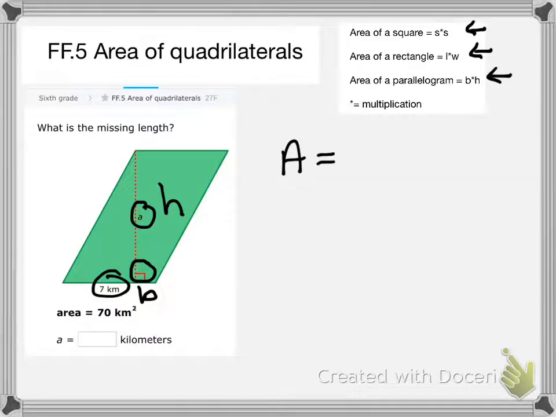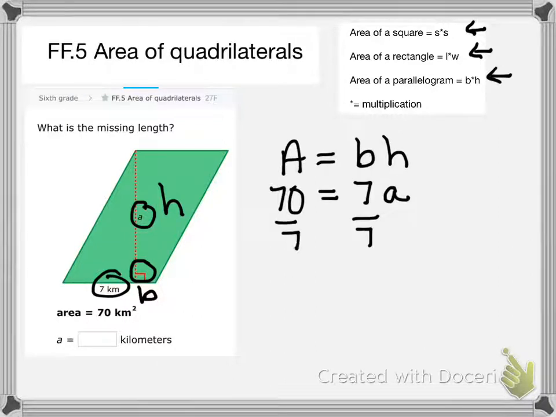Right, so we're going to use this formula, area equals base times height, and we're going to substitute what we know in here. We know the area is 70, we know the base is 7, and we know the height is represented with the letter A. So to solve for A, we're going to divide both sides by 7. So that means A is equal to 10. So A is 10 kilometers.